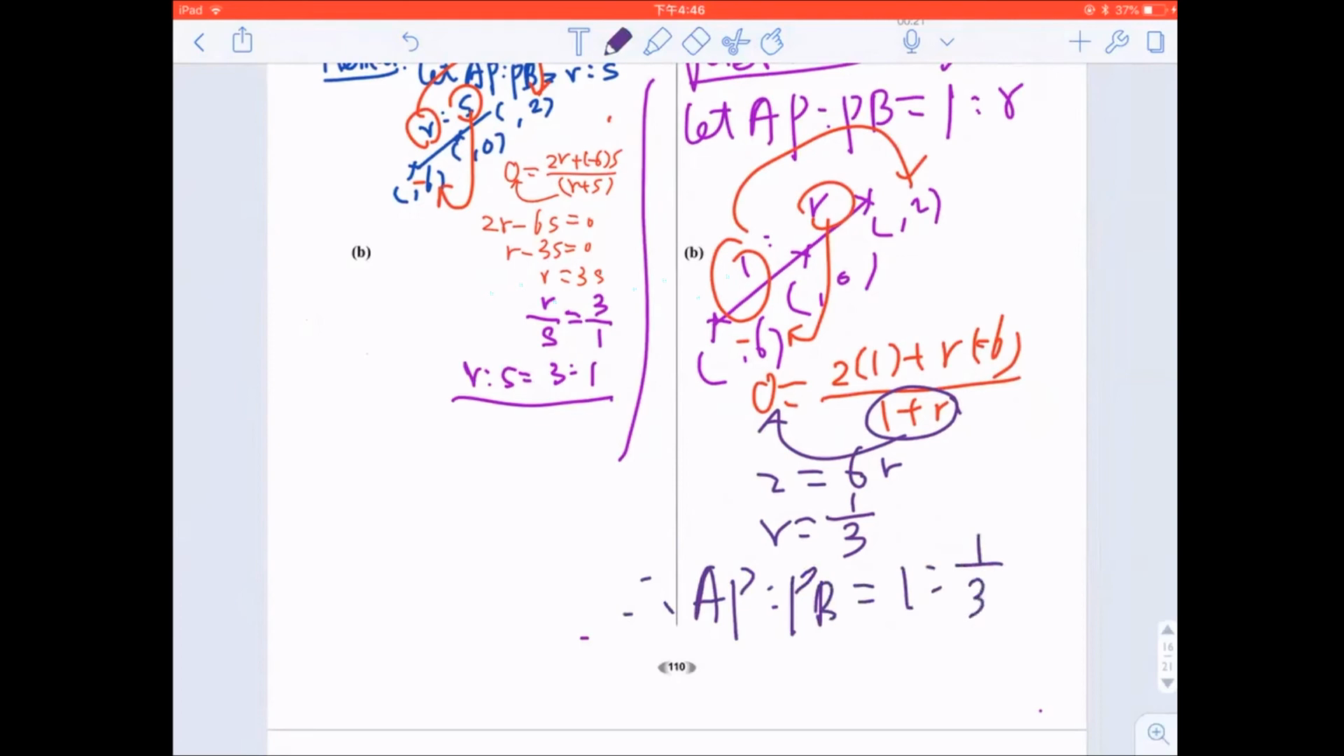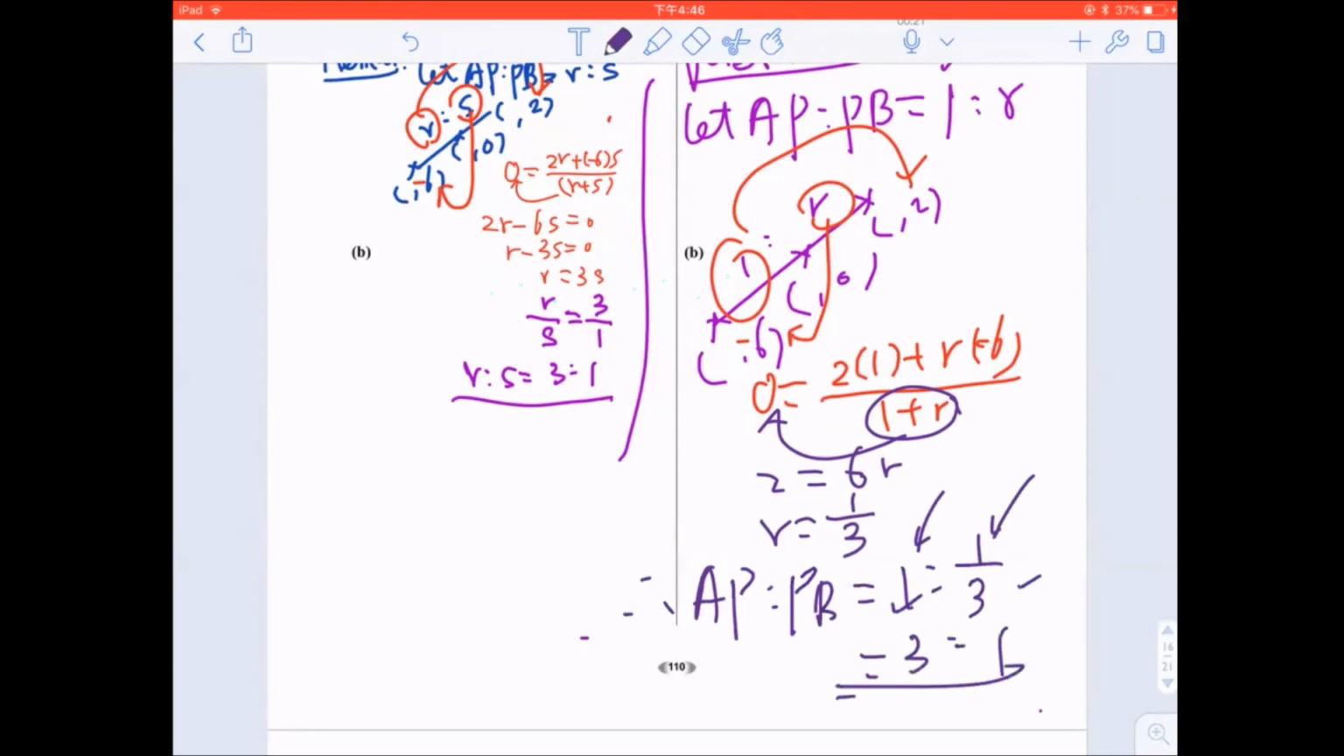Now, you need to make a conversion so that you have a better representation of the final answer. So multiply by 3 on both parts, because you can always multiply or divide the portions of the ratio by the same non-zero number to get another form. So multiplying both numbers by 3, you get 3 to 1.